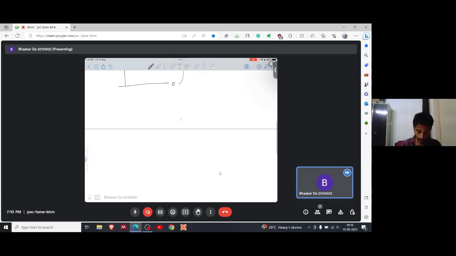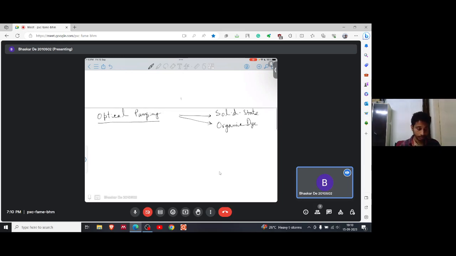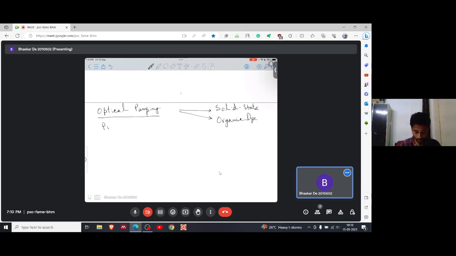so here there are two kinds of pumping. One is optical pumping. Optical pumping is the process most often used for solid state and organic dye lasers. So these two lasers are being pumped by optical pumping. The excitation involves absorption of pumping light. Here the pumping is done by light, by another laser or some kind of light source that excites the zero state to send the population to the U state.